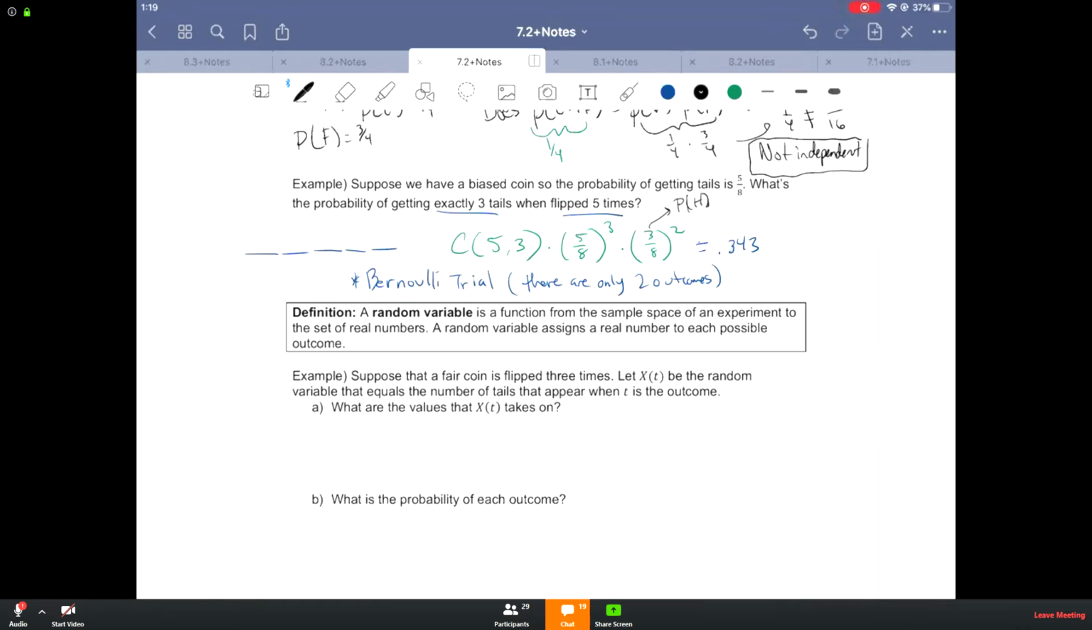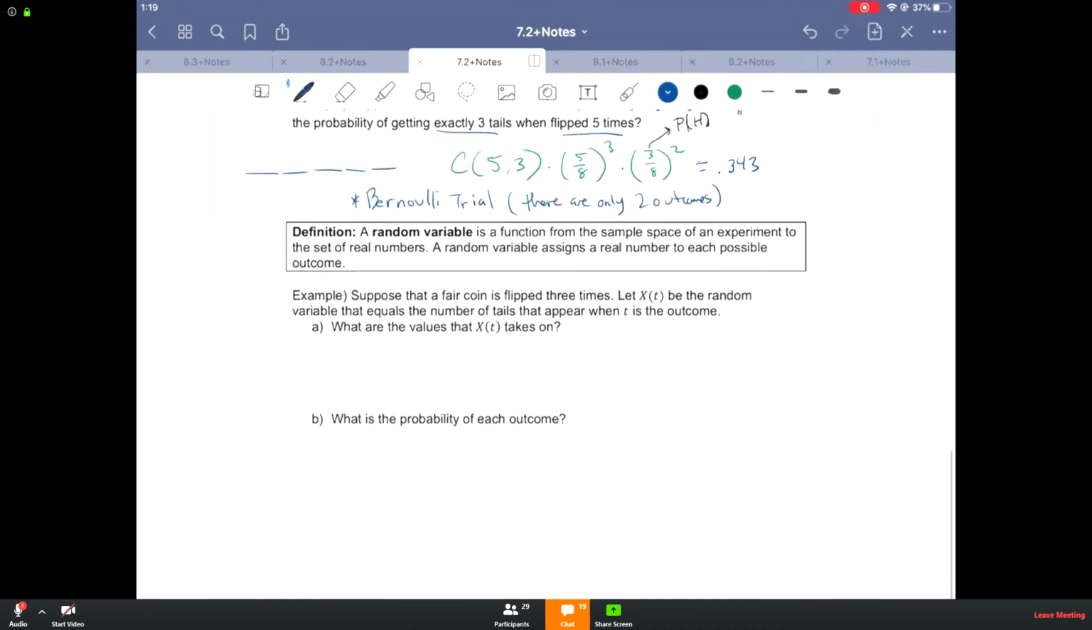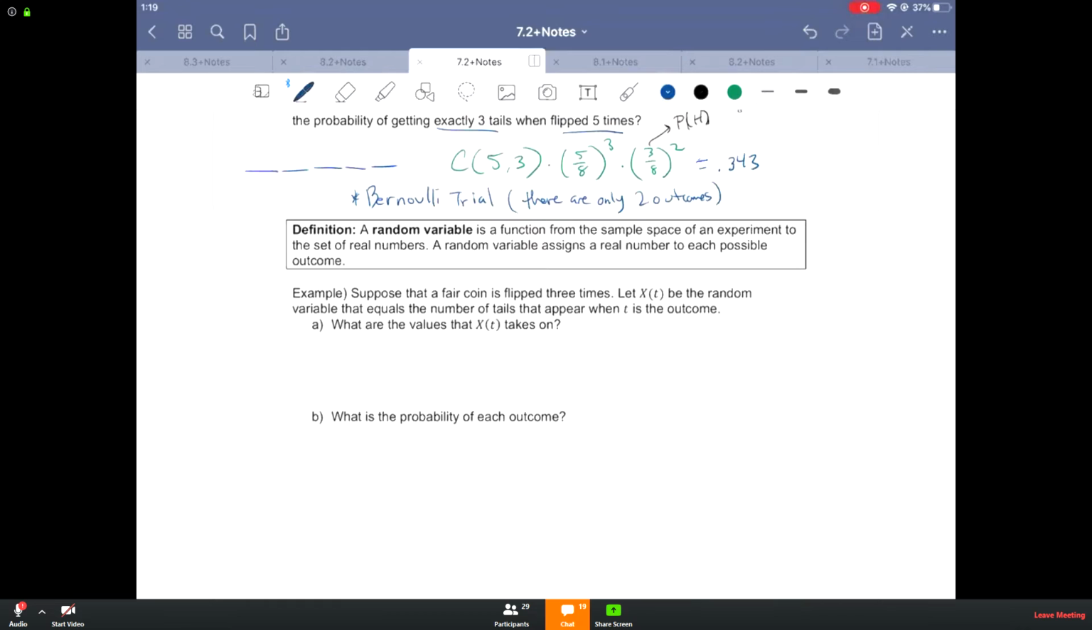I think it's better to see this with an example, and you'll see what random variables actually are. Like I said, not really random and not variables. But suppose we flip a fair coin 3 times. Let X of t be the random variable that equals the number of tails that appears when t is the outcome.